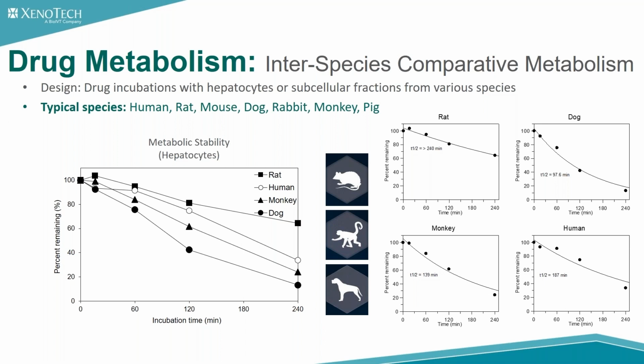So further, these data can be analyzed for in vitro intrinsic clearance and half-life calculations as shown. And this study is useful during the lead optimization phase, where there are several compounds in the pipeline, and you're trying to down select from the potential candidates.